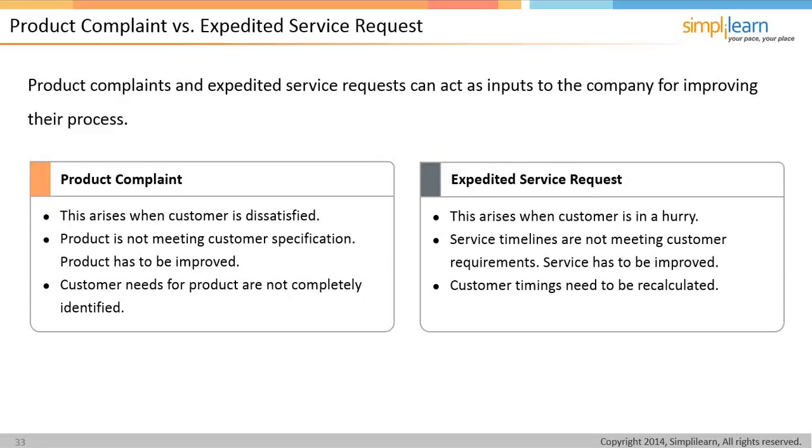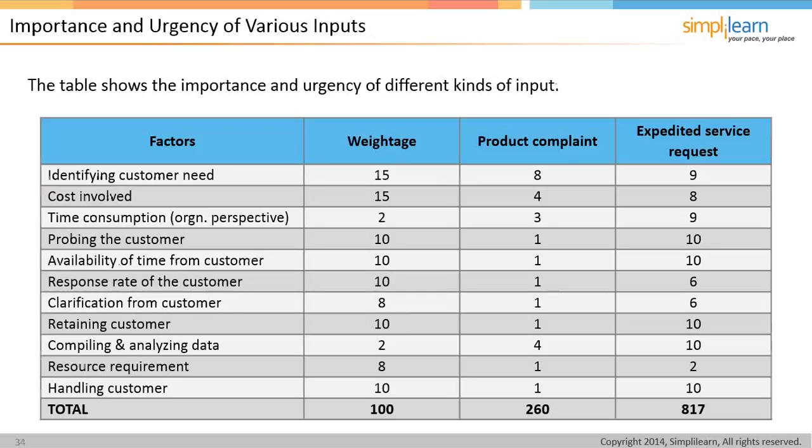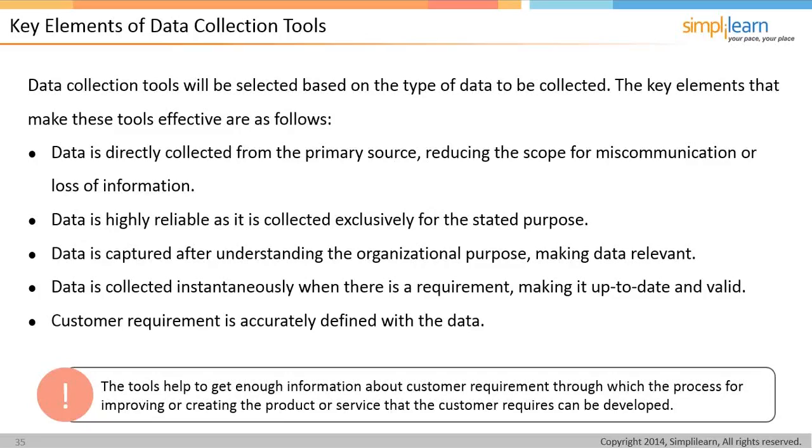Product complaints and expedited service requests can act as inputs for the company for improving the process. Here we've got a product complaint. It arises when the customer is dissatisfied, the product is not meeting customer specifications, the product has to be improved, and customer needs for products are not completely identified. Expedited service requests arise when the customer is in a hurry, service timelines are not meeting customer requirements, and service has to be improved or customer timings need to be recalculated. As we put those factors in here, we've weighted them as you can see. We've got product complaint, we've got expedited request, and we've been able to score appropriately.